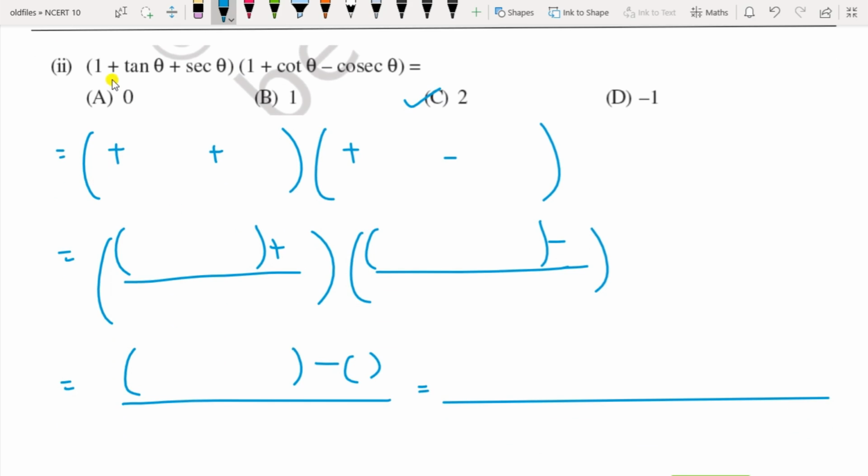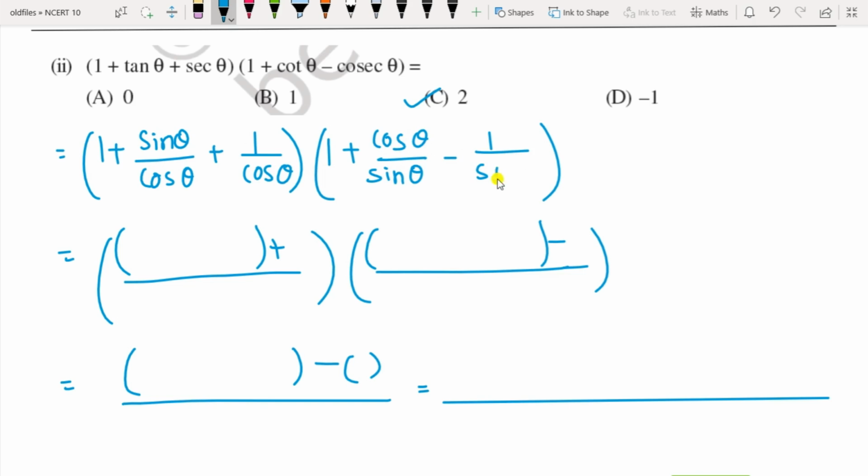1 plus tan theta plus sec theta in one bracket and 1 plus cot theta minus cosec theta in the other bracket. So what is its value? You have to solve it now. So this is 1. Tan means sin upon cos, that is sin theta upon cos theta. Sec means 1 upon cos theta. Here also it is 1. Cot means cos theta upon sin theta, and cosec means 1 upon sin theta.